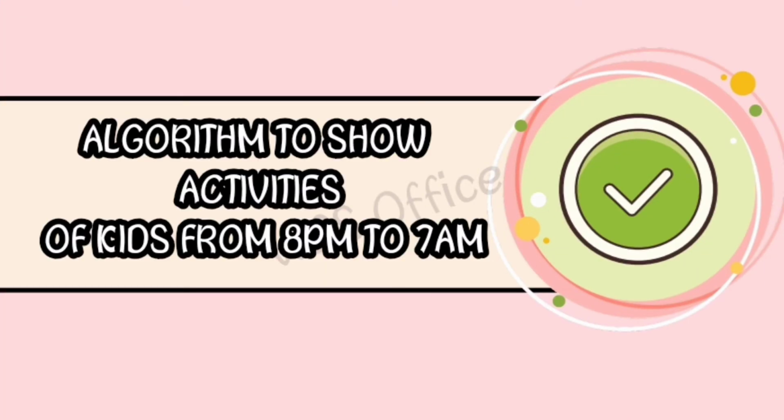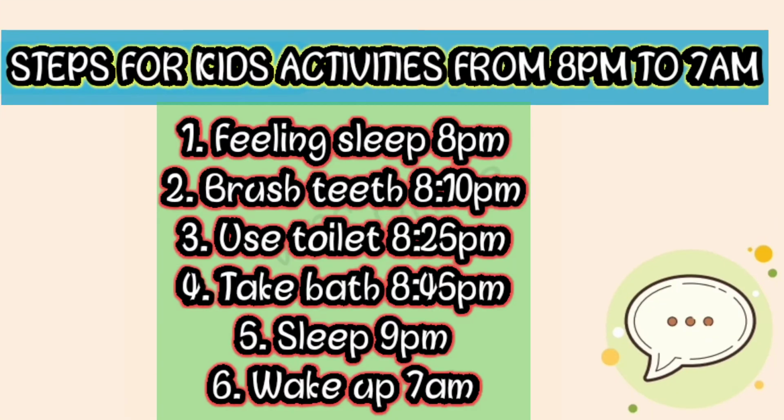Let's see the algorithm to show activities of kids from 8 p.m. to 7 a.m. Now, when we say from 8 p.m. to 7 a.m., it means from the evening to the next morning. The first step we have here is feeling sleepy.